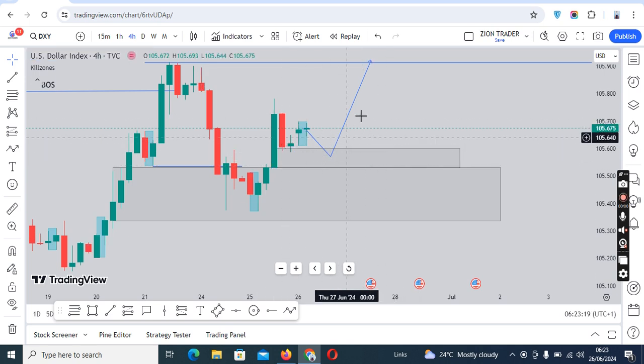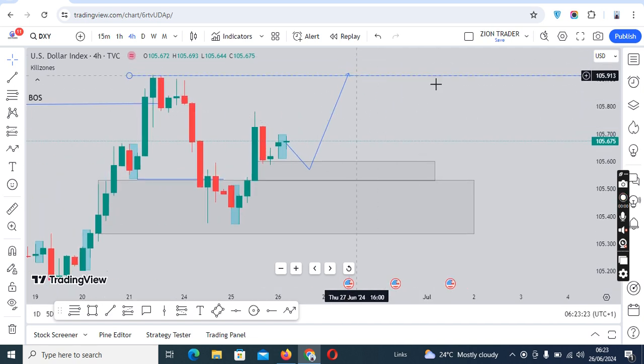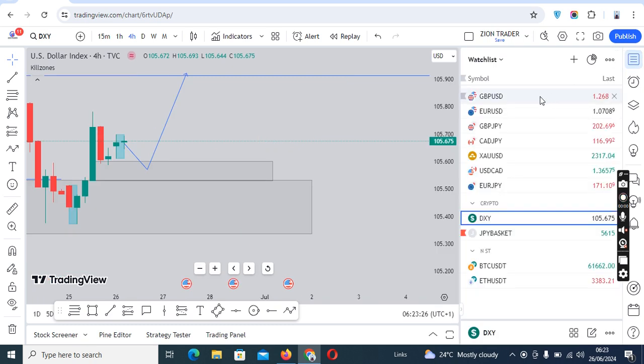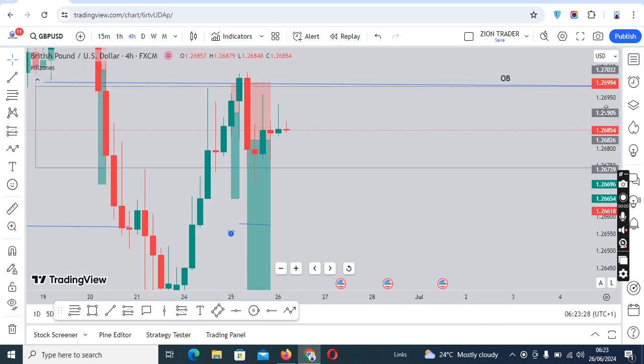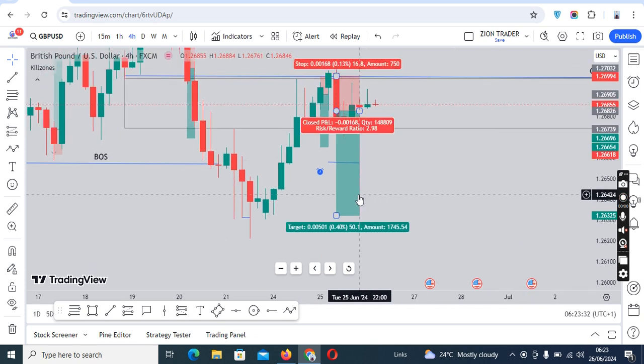So once it comes into it, I will position myself to go for longs, right? So let's go to GBPUSD, guys. Honestly speaking, if I have my way, I won't trade this GBPUSD. This is my trade.